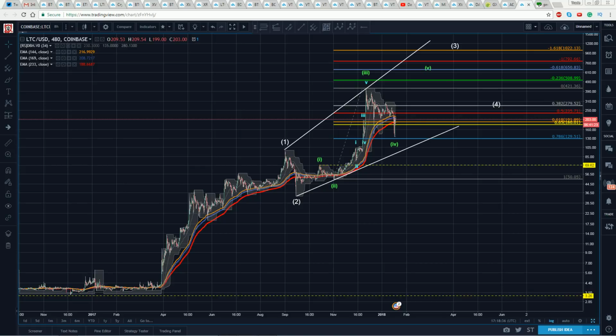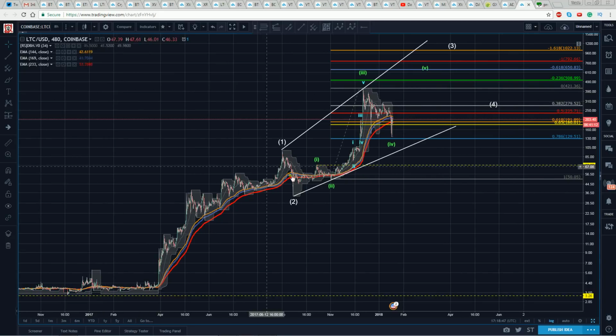We're mid-morning. Some members are interested in a look at Litecoin over on GDAX. So I've got it up here. Now I've got this, this is the 8 hour, so we can get some perspective on where we are. Now, this is the primary count that I have on this.